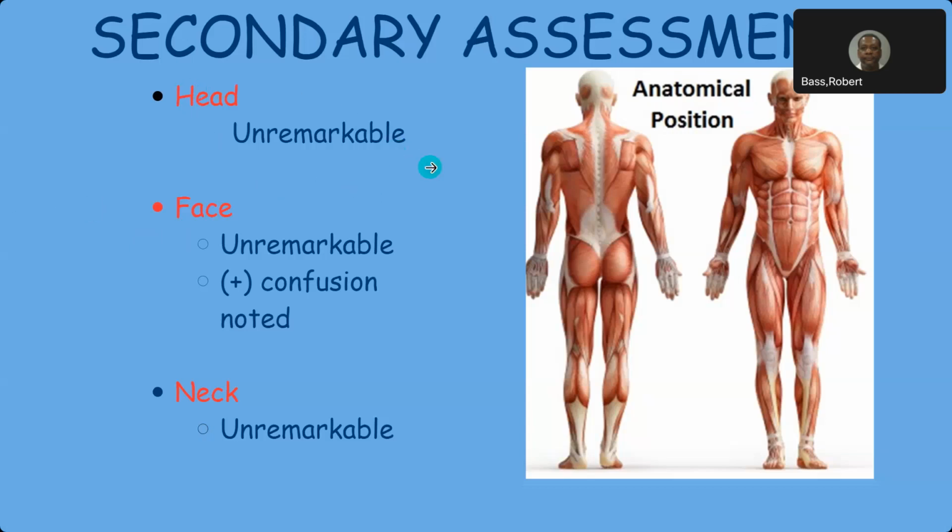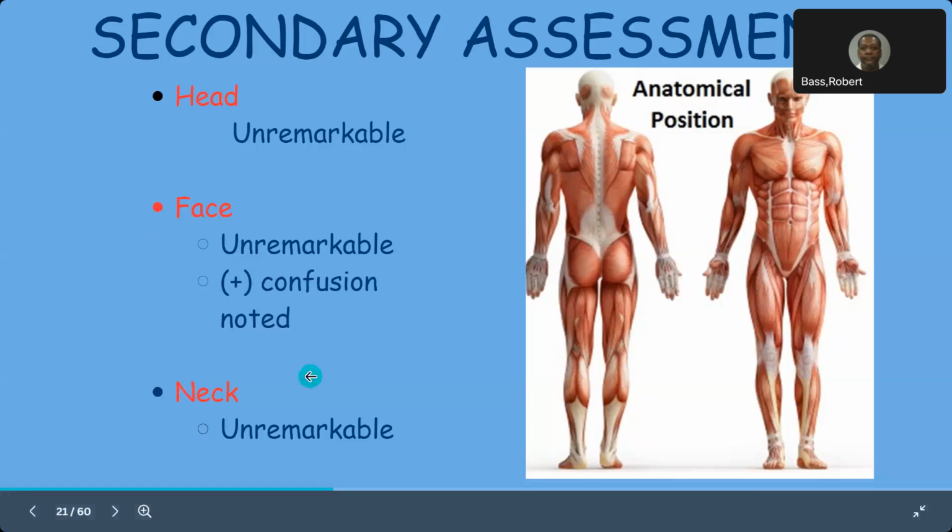So we assess the head. His head is unremarkable. His face is unremarkable. We note that there is a mental status change. We're now noting that confusion is coming into play. If you do not get anything else out of this, please understand that that patient's mental status, when it comes to trauma, is going to be your number one indicator of perfusion. This is going to be your number one indicator of perfusion once you start noticing those mental status changes.